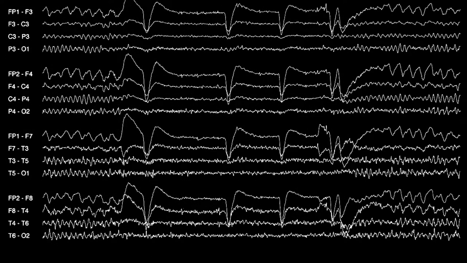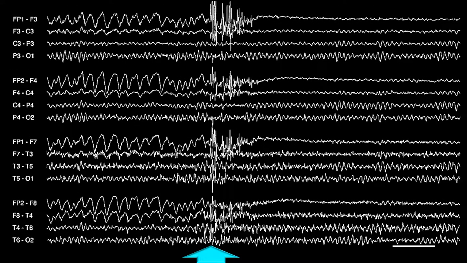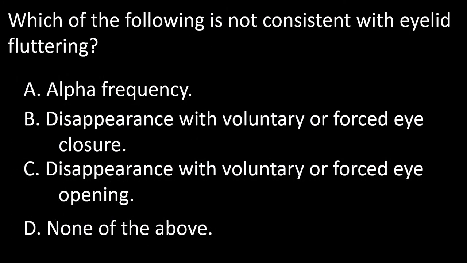Voluntarily or forced eye opening eliminates fluttering, as does voluntarily or forcefully closing the patient's eye. The arrow in this case indicates the time of closure. So the answer to this question is D.